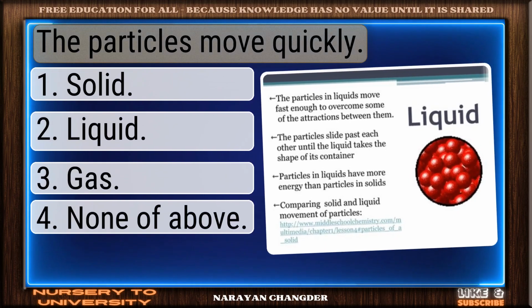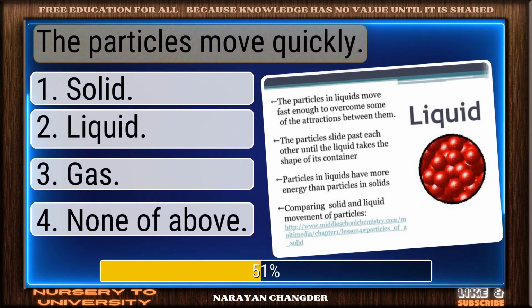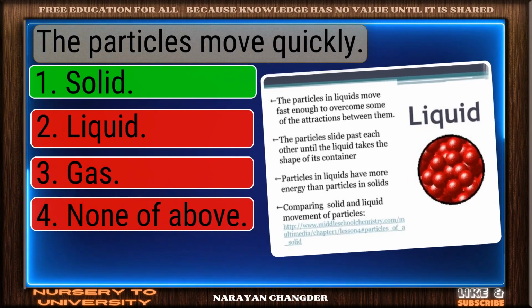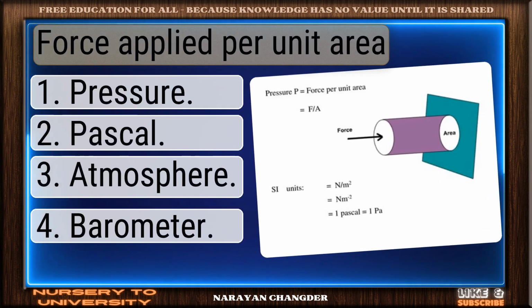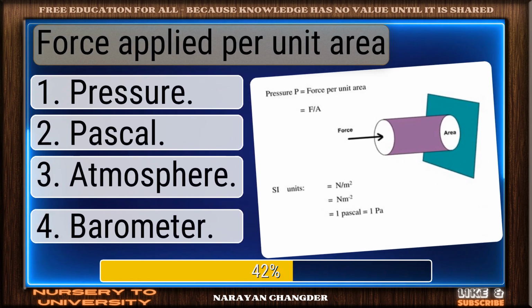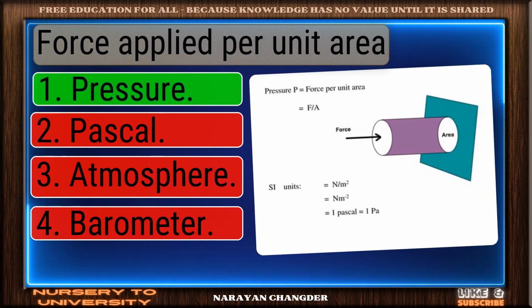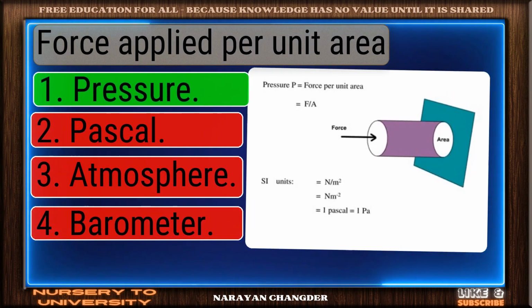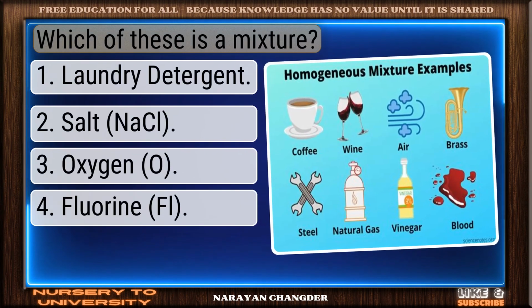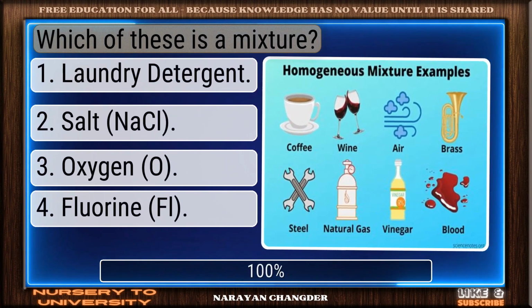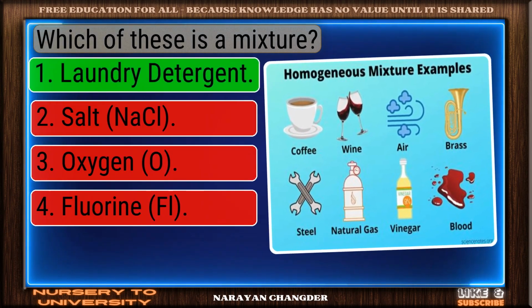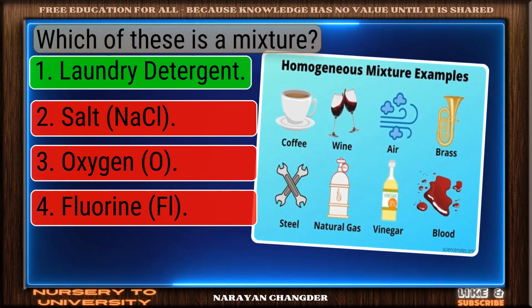The particles move quickly. Well done. Solid is the right choice. Force applied per unit area. Exactly. Pressure makes sense, and it is the right choice. Which of these is a mixture? Perfect. Laundry detergent is the correct choice.